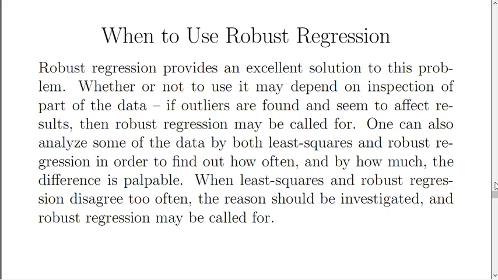Whether or not to use it may depend on inspection of part of the data. If outliers are found and seem to be affecting results, then robust regression may be called for. One can also analyze some of the data by both least squares and robust regression in order to find out how often and by how much the difference is palpable. When least squares and robust regression disagree too often, the reason should be investigated and robust regression might be called for.